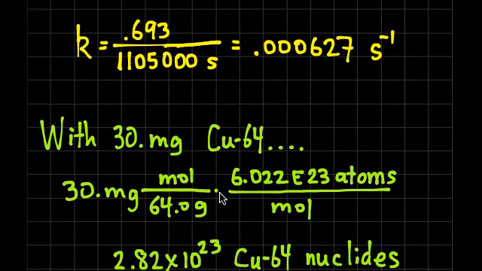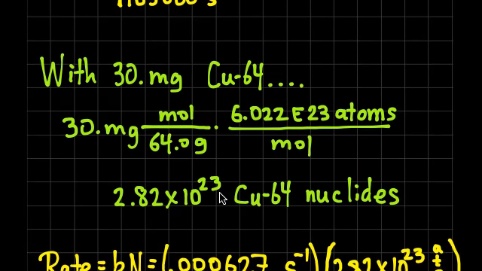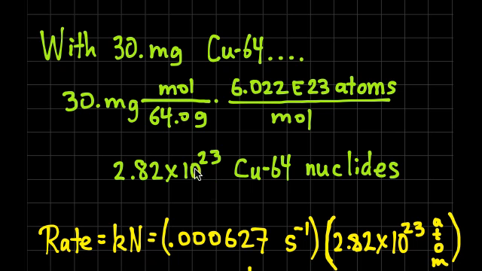But let's say I had 30 milligrams of copper 64 freshly produced, and I might change milligram. Oh, darn it, I made a little boo-boo.